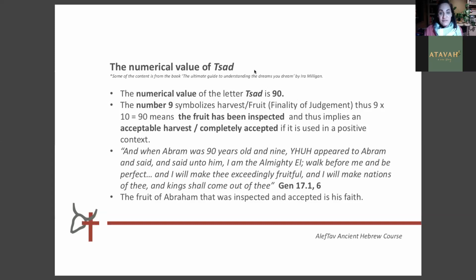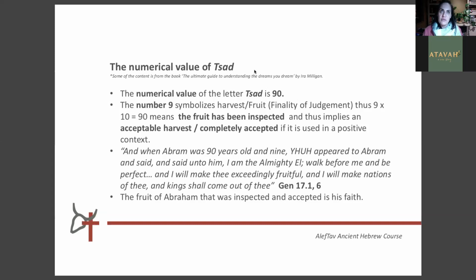We find a very good example of the number 90 in the word. We read that Abraham was 99 years old when he received the promise from Abba. And Abba said to him, Yahuwah appeared to Abram and said, I am the Almighty Elohim. Walk before me and be perfect, and I will make thee exceedingly fruitful, and I will make nations of thee, and kings shall come out of thee. And this is such a beautiful promise. It's also a prophetic promise for us, because we are the seed of Abraham.